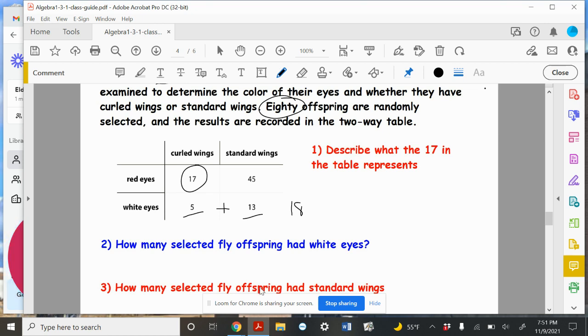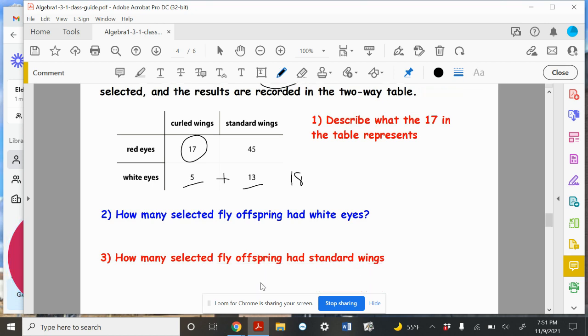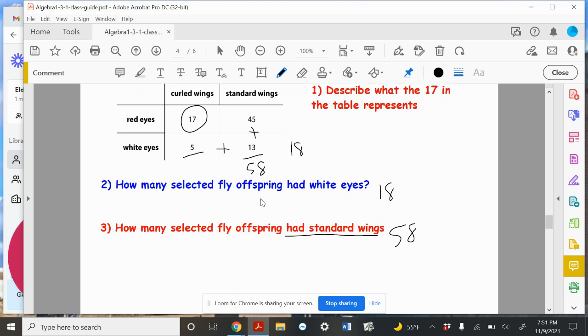And then we look at how many selected fly offspring have standard wings. So it's just standard wings. Notice it's not standard wings and one particular color of eyes. It's a total there. So we're going to add those two up. So 45 plus 13 is 58. So this would be 58. This would be 18. And what describes them, remember, is the curled wings and the red eyes for the 17.